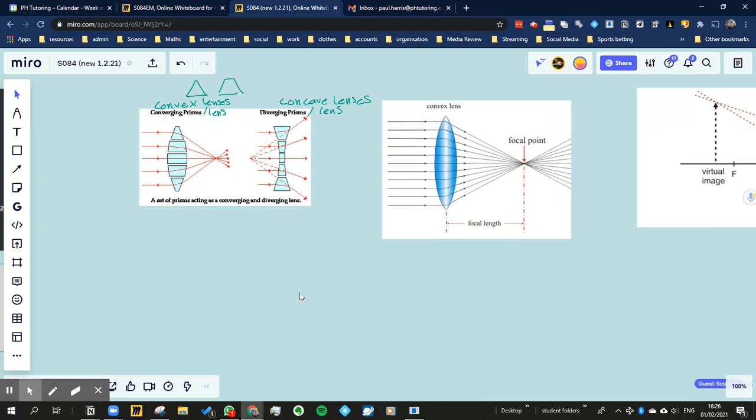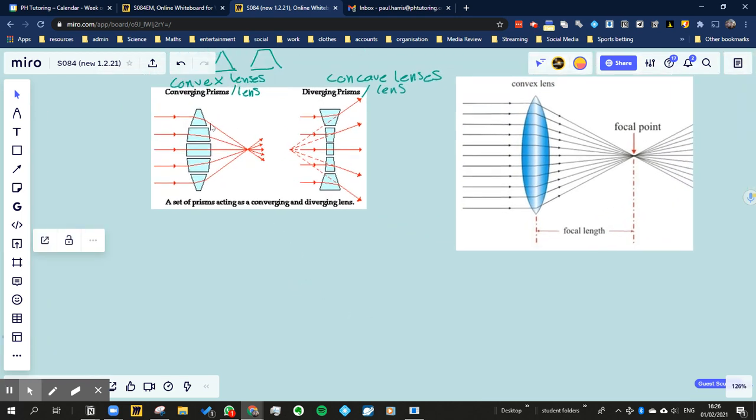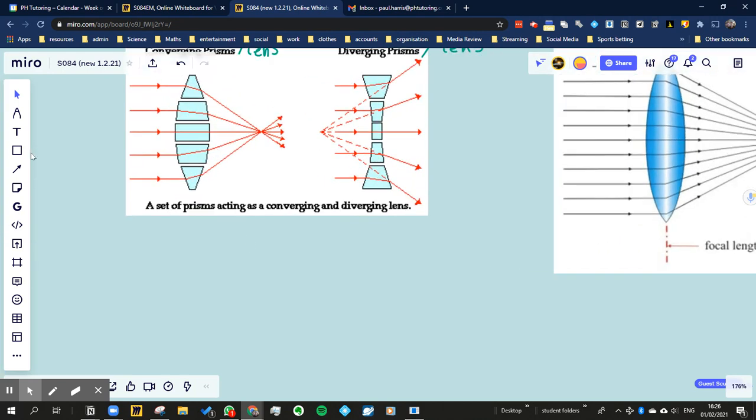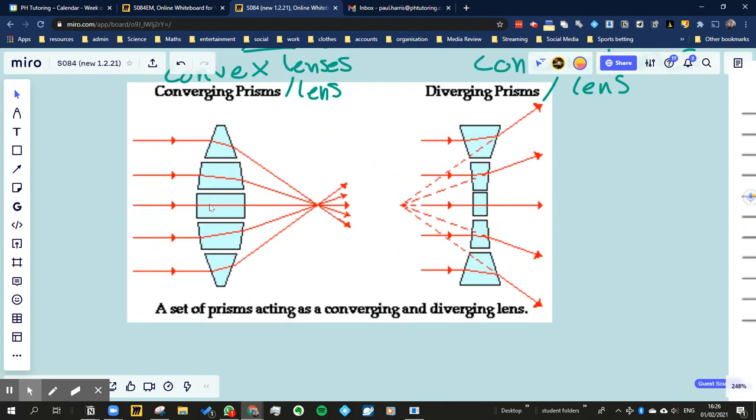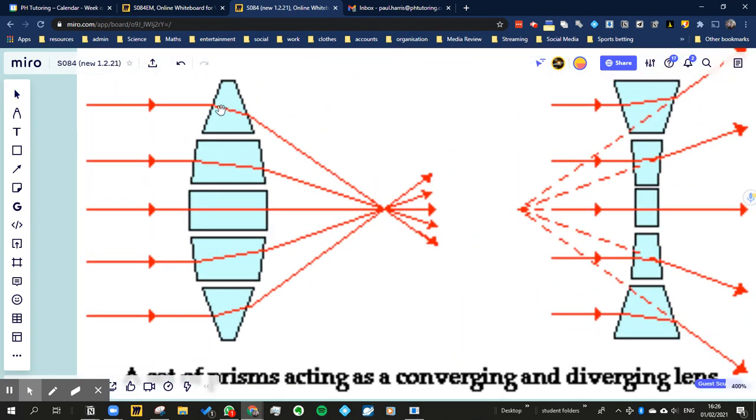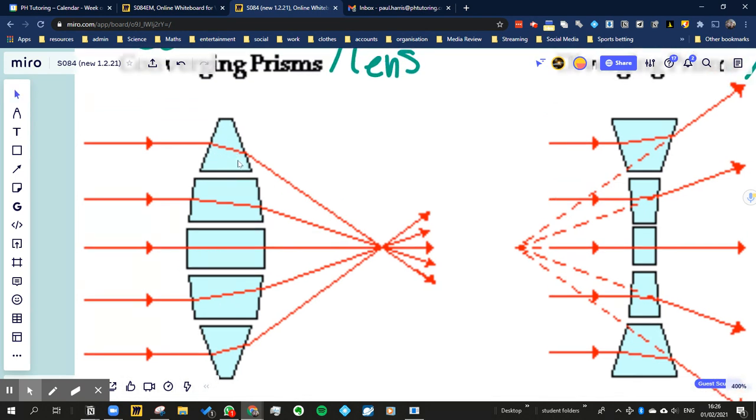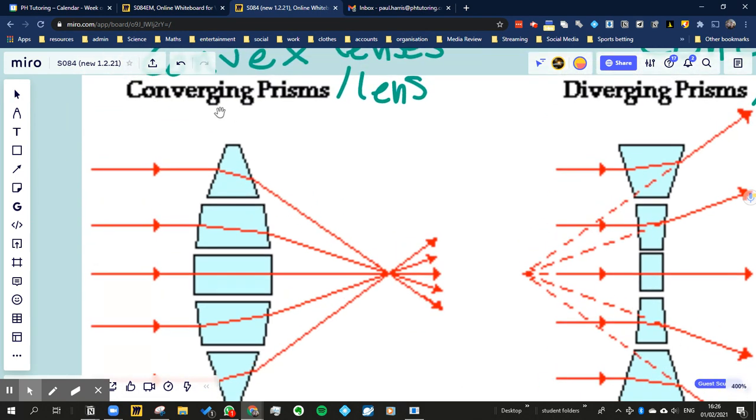So the next thing to understand is why a convex lens converges the light to a point, and why a concave lens diverges light from a point. And it's to do with refraction. If you zoom in on this, what they've done is chopped it up into prisms. That's why it says converging prism instead of lens, which I just wrote there.